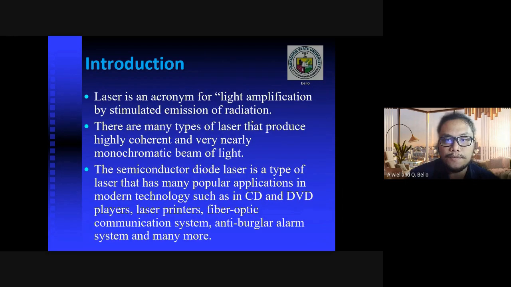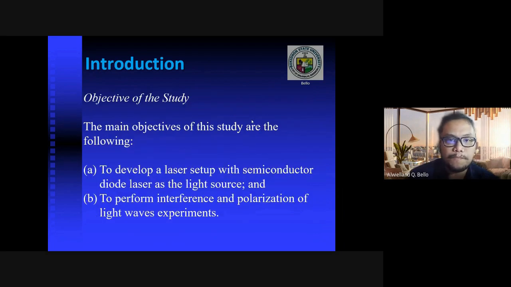Laser is an acronym for light amplification by stimulated emission of radiation. There are many types of laser that produce highly coherent and very nearly monochromatic beams of light. The semiconductor laser diode is a type of laser that has many popular applications in modern technology, such as in CD and DVD players, laser printers, fiber optic communication systems, anti-burglar alarm systems, and many more.